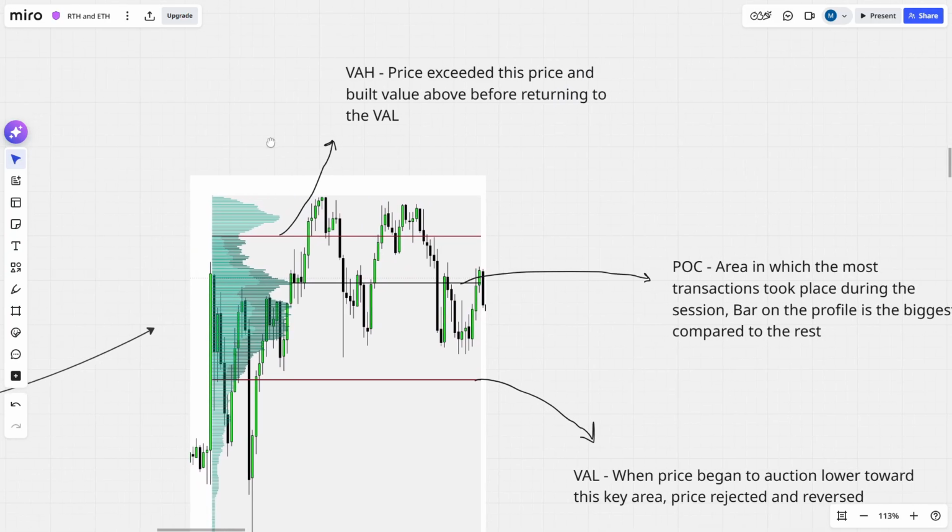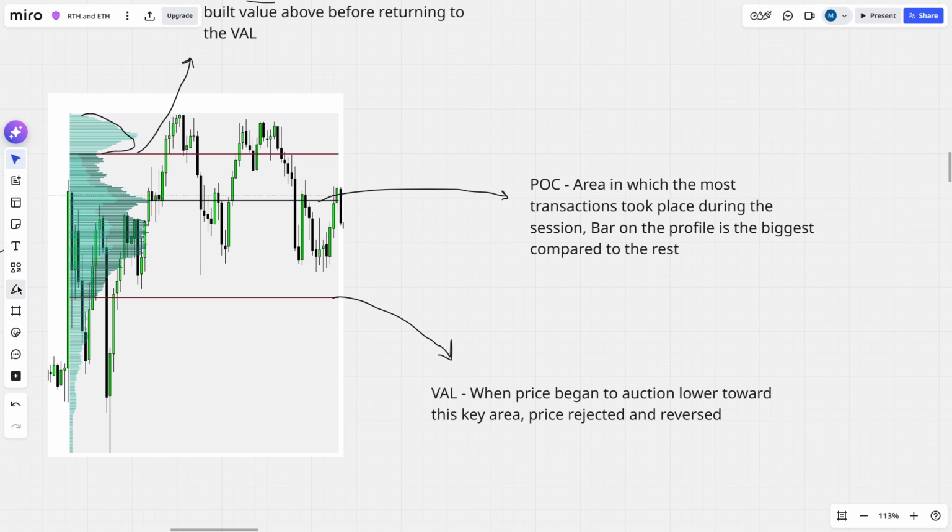Here's an example. So as we can see here, we have the value area high, which is this orange line here. And then, as we said before, price exceeded this price and it built value before returning. This is significant. I will talk about this as well. So then we have the point of control, which I have marked out as this black line across the charts. If you can see as well with this shape, by this point here, we can also justify that this was the most amount of transactions that were taking place throughout the profile. In this case, it would be the RTH session. And as you can see here, that's what I've stated.